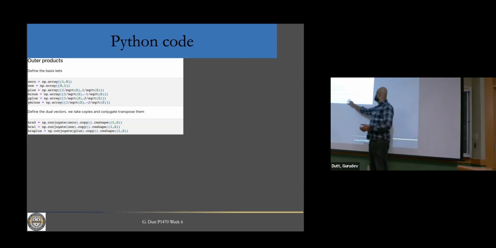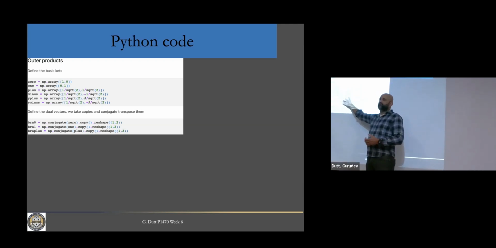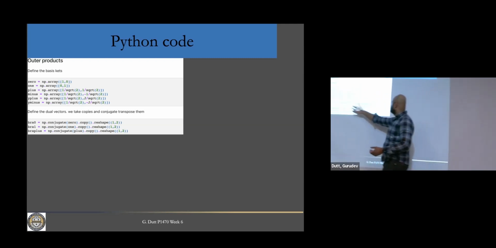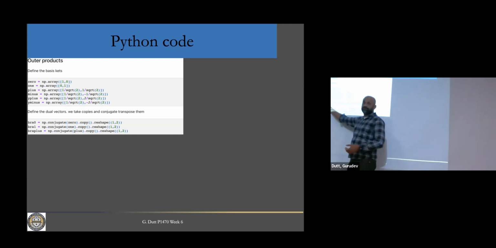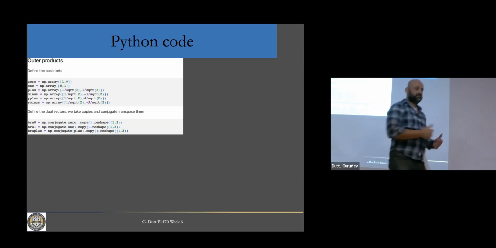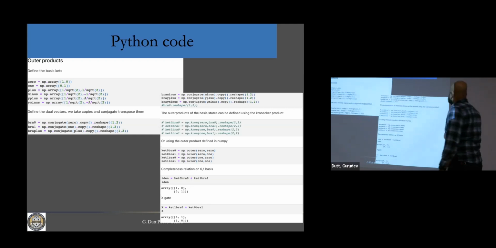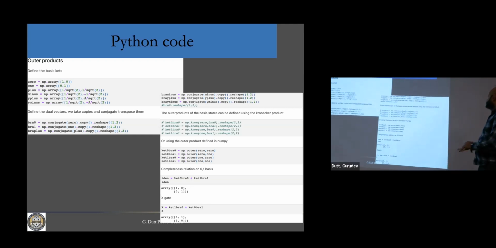I defined the dual vectors, but it turns out with NumPy you don't really need the dual vectors because NumPy knows outer products already. So you can just use the NumPy outer product, which I'll show you in a minute. So again, just to back up, here are all the same definitions, same basis states, just defined in NumPy code, and then I just go through. So that's just the way of defining the duals.